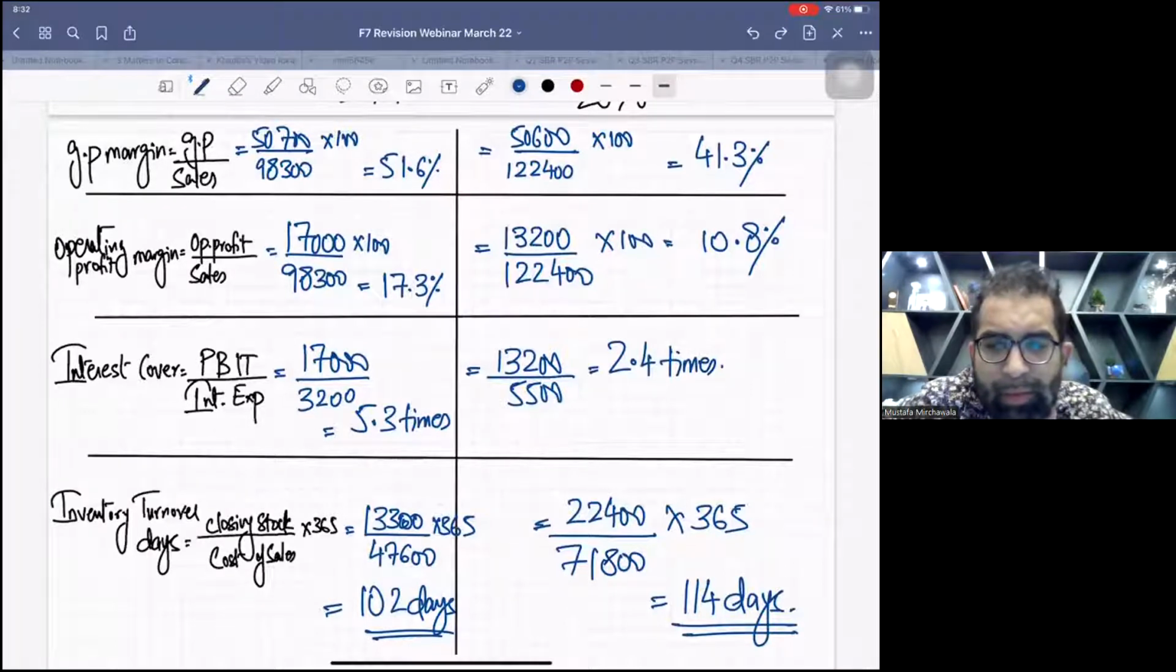Did you understand this part? Did you definitely understand this part? Please write in the chat box.